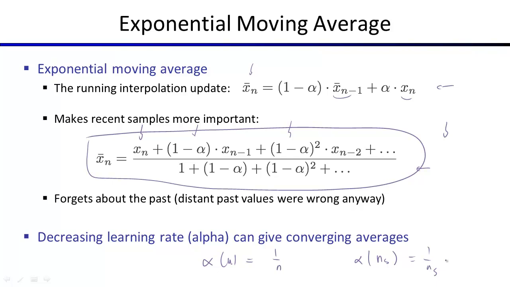You can do even more complicated schemes. Technically, key to make this work is that the sum over k of alpha k, k from 1 to infinity, is equal to infinity, and that the sum over k from 1 to infinity of alpha k squared is smaller than infinity.